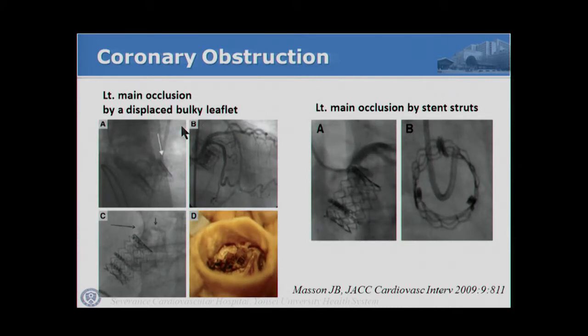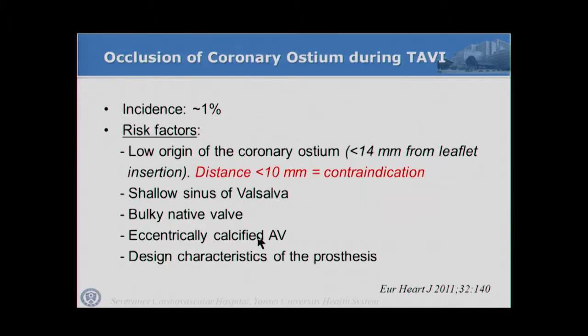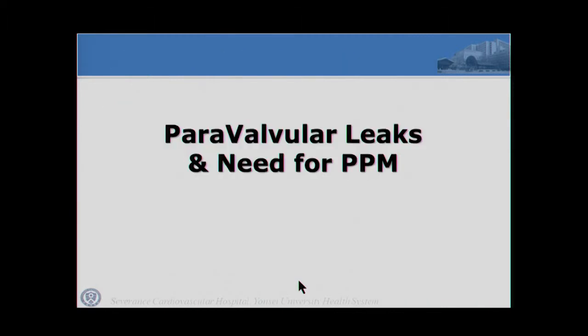And there are also different mechanisms of coronary obstruction. This is a bulky leaflet which occludes the left main, and also the device itself can occlude the left main ostium. Occlusion of the coronary ostium occurs in about 1%, and the risk factors are a low origin of the coronary ostium, especially if the distance is lower than 14 millimeters or 10 millimeters, shallow sinus of Valsalva, bulky native valve, eccentrically calcified aortic valve, and also the prosthesis design.